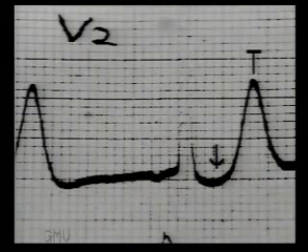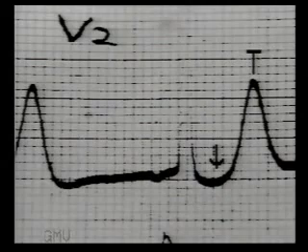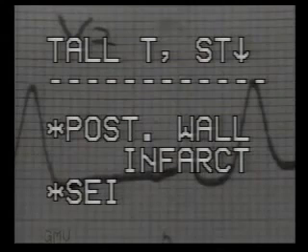If the tall T wave is associated with ST segment depression in the chest leads, note the leads involved. If seen in leads V1 to V3, it is diagnostic of a true posterior wall infarct. And if seen in most of the chest leads, it is probably due to subendocardial ischemia. Not infarct but subendocardial ischemia. So tall T waves with depressed ST segment in chest leads is seen in posterior wall infarct and subendocardial ischemia.